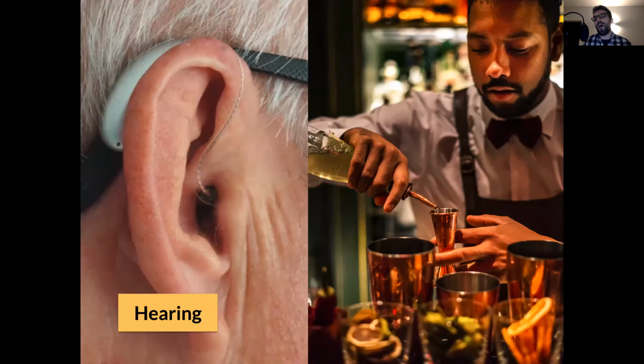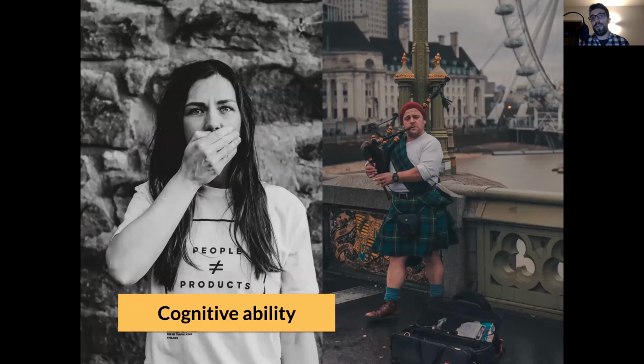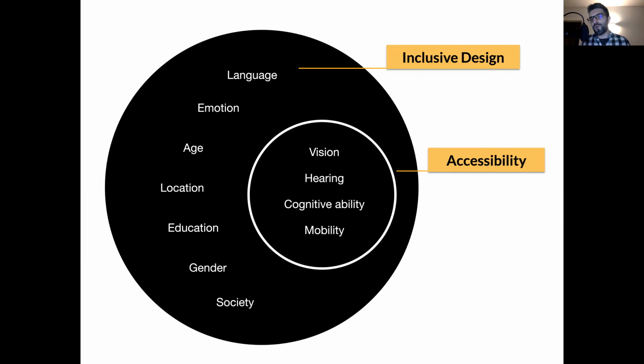On the other side, we have a bartender in a quite noisy place. And temporarily, you need to shout something: I need something to drink, please, and order that. And cognitive ability. Imagine that you are speaking English and you're going to Scotland. Try to speak with those guys. Wow.